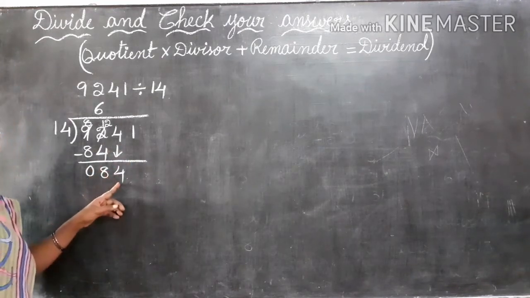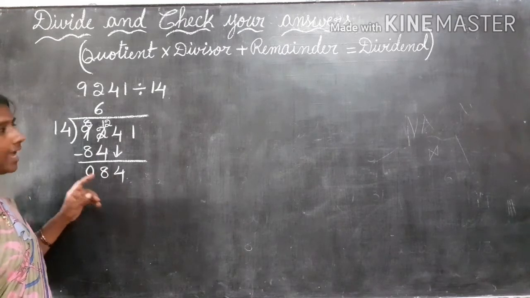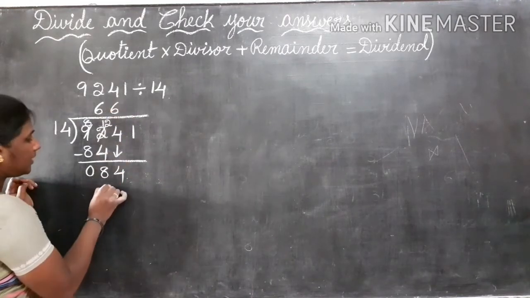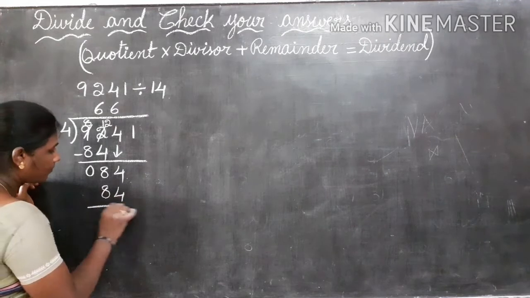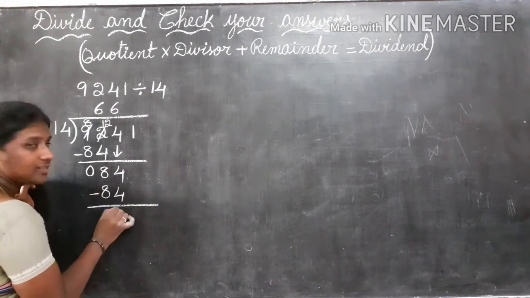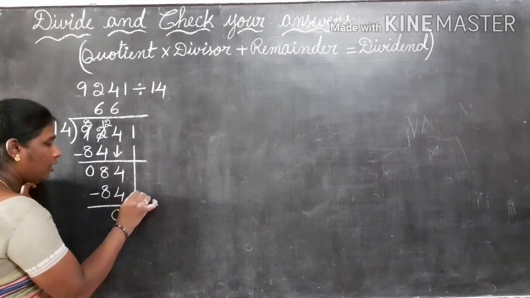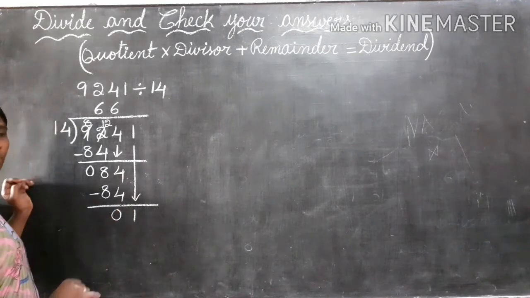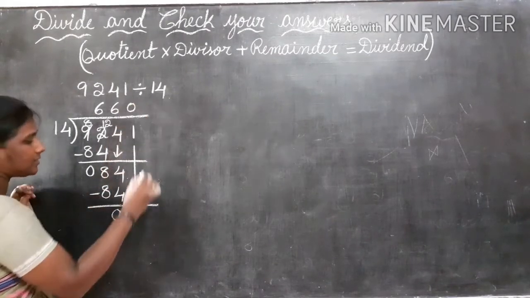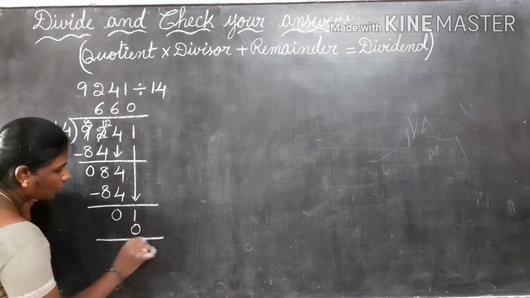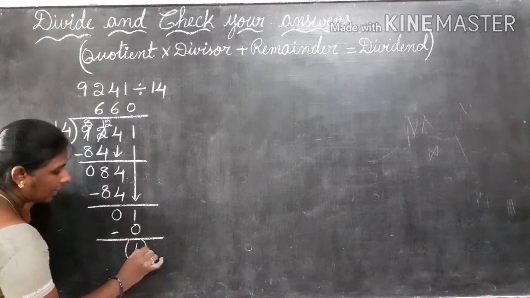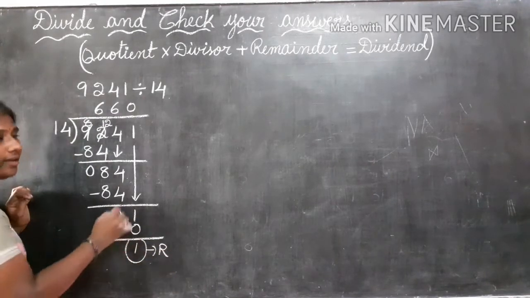Next here 4. Same again, 84. 14 sixes are 84. 84 minus 84, 0. Next here 1. In the 14 table, 1 will not come, so we have to take 14 zeros, 0 0. So 1 is the remainder. Here 1 is the remainder.